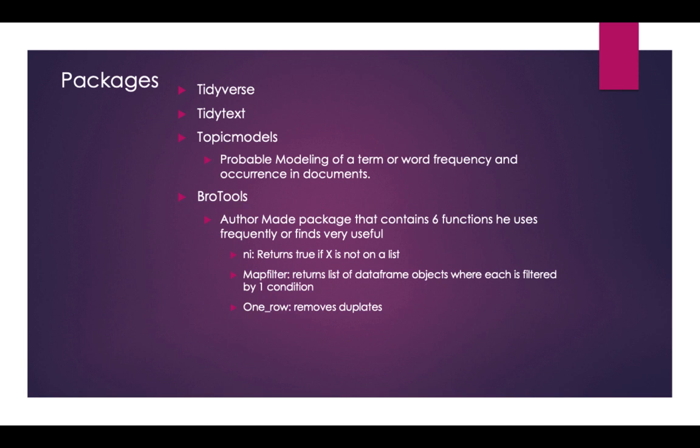For the packages, he used the tidyverse, tidytext, and topicmodels, and this was what did most of the heavy lifting. It was used for the probabilistic modeling to look for terms or word frequency and occurrences in the documents. And then he also made his own package called Bro Tools. There are just 6 functions in there, and they're really simple, basic ones that he used a lot or found really useful, like returning true if something wasn't in the list, or filtering by one condition each, or removing duplicates.